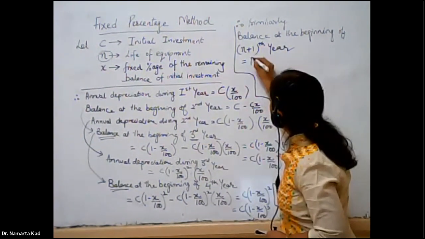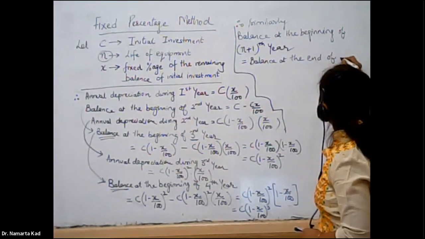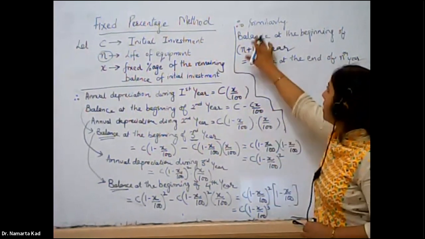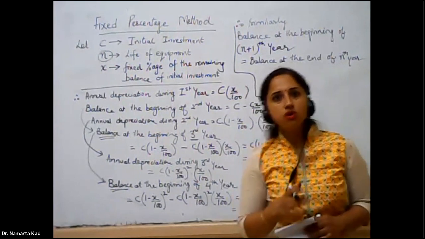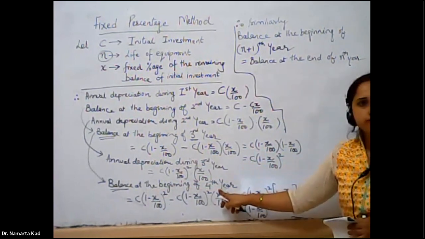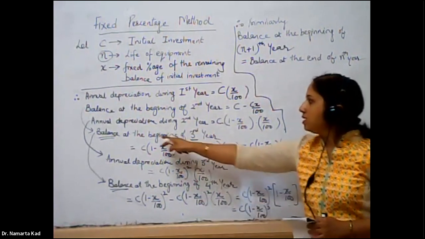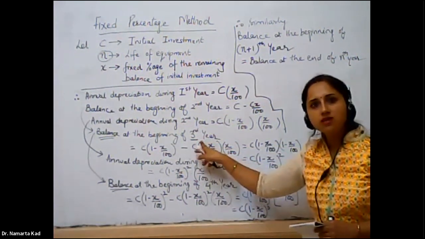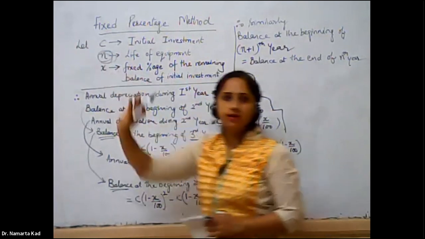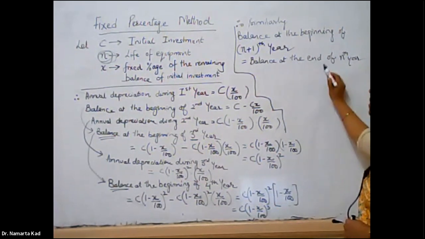It is also equal to the balance at the end of nth year. The balance at the beginning of n plus 1th year is equal to the balance at the end of nth year. Similarly, the balance at the beginning of 4th year is the same as the balance at the end of 3rd year, and the balance at the beginning of 3rd year is the same as the balance at the end of 2nd year. But here we want a life of n years, so that is why I have written it like this.